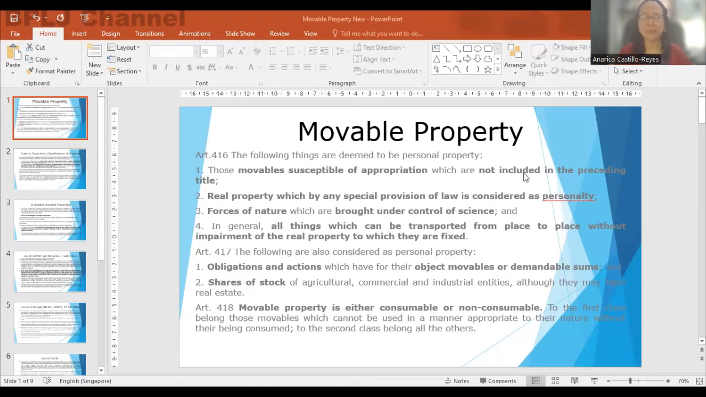So again, to repeat, movable properties, akin to immovable properties, are not defined by the Civil Code. Instead, movable properties are also defined by enumeration. So movable properties may either be tangible, can be felt by the senses, or intangible, such as rights and obligations and shares of stocks. It can also be consumable, meaning through its use, it disappears, or non-consumable, that it is still existing even if it is appropriated.